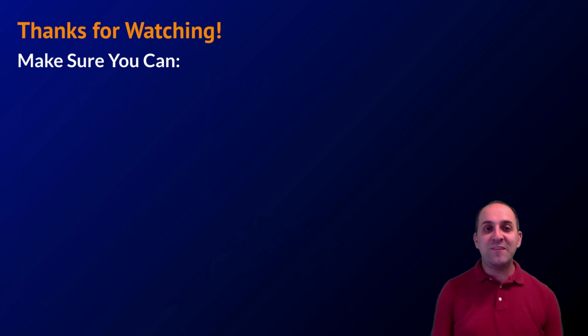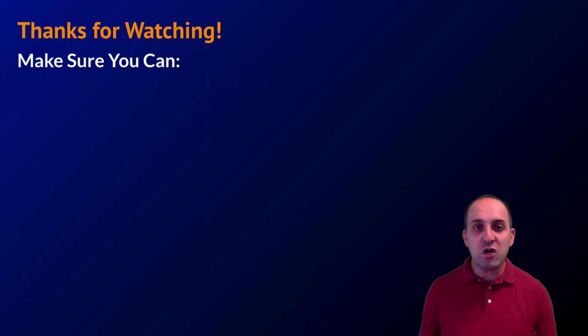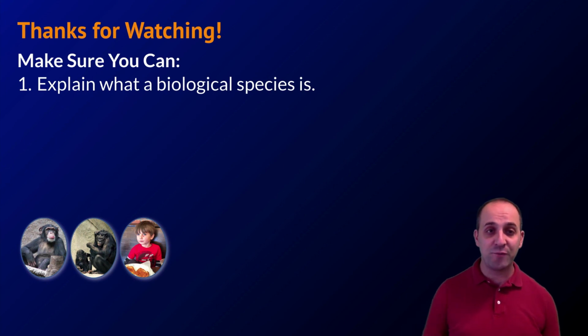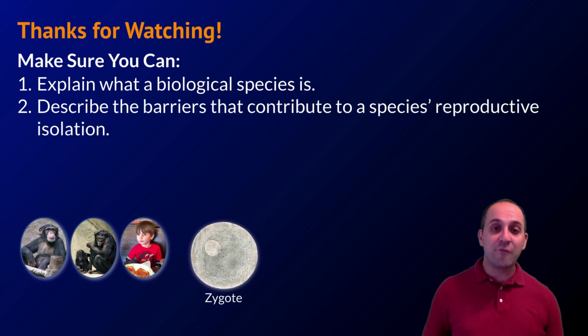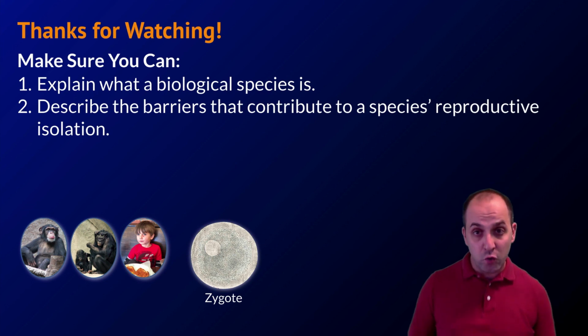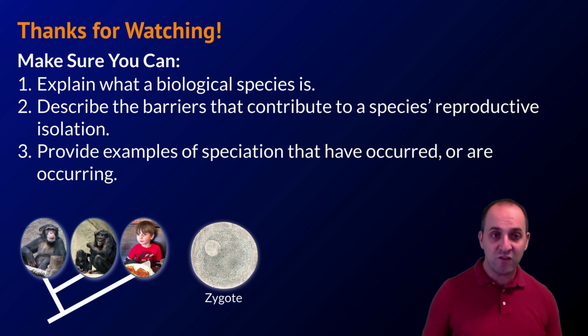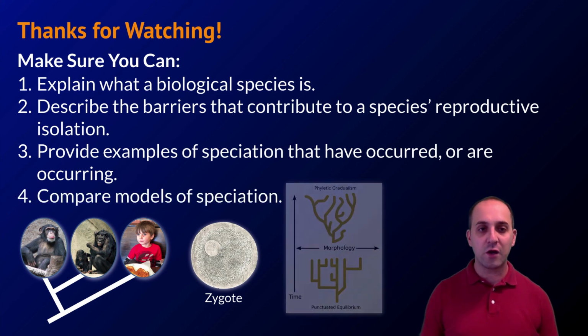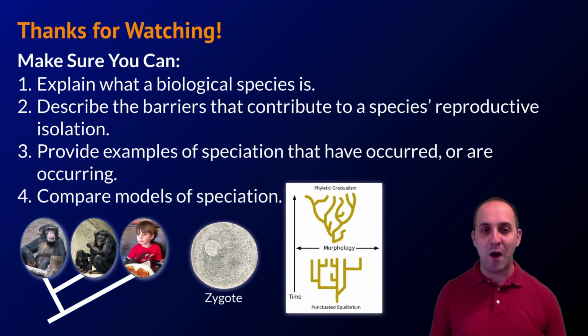So that's it for our speciation video. Thanks so much for watching. Make sure you can do the following things here at the end. Make sure you can explain what a biological species is, that you can describe the barriers that contribute to the reproductive isolation of a species, provide some examples of speciation that either have occurred or are currently occurring, and then compare the various models of speciation. If you can do those things, you're doing great.